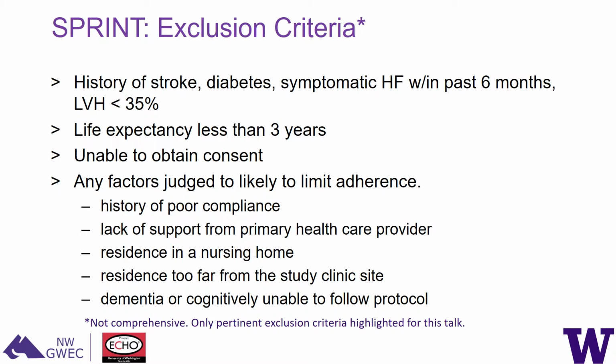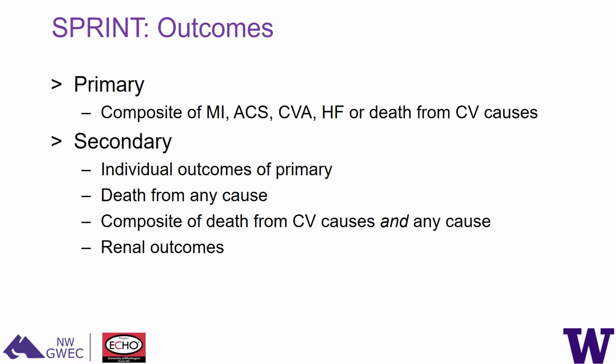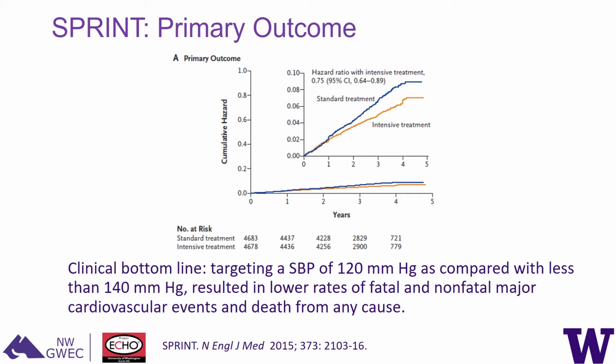Okay. And what they wanted to see was a primary outcome of a composite of all these cardiovascular outcomes: either acute coronary syndrome, a stroke, heart failure, or death from any cardiovascular cause. And there were some secondary outcomes as well. What they showed was that their primary outcome was statistically and clinically significant here. And that's where you see the separation in this blue line, which was the standard treatment, where they were going for a blood pressure less than 140, versus the intensive treatment, trying to achieve a systolic blood pressure of 120.